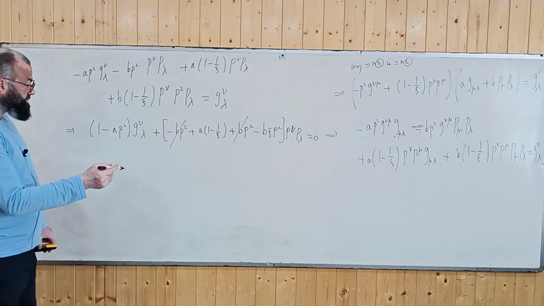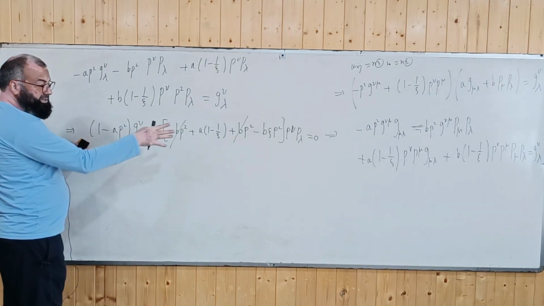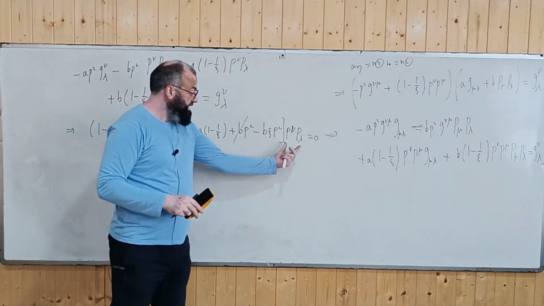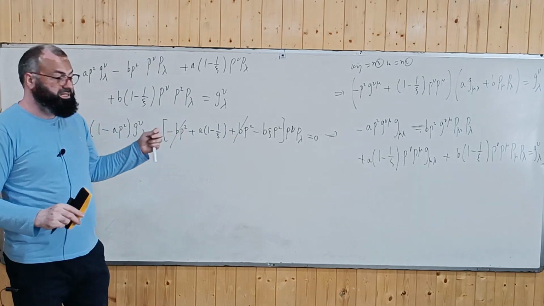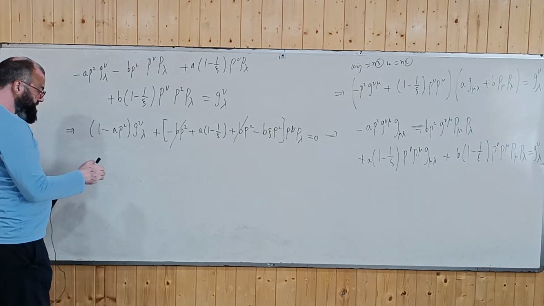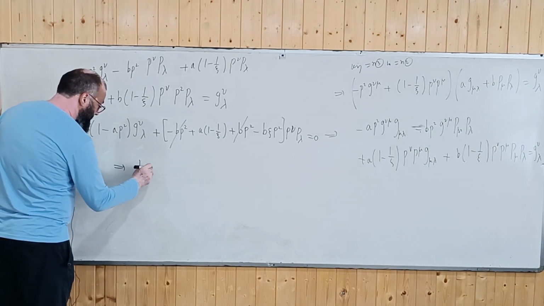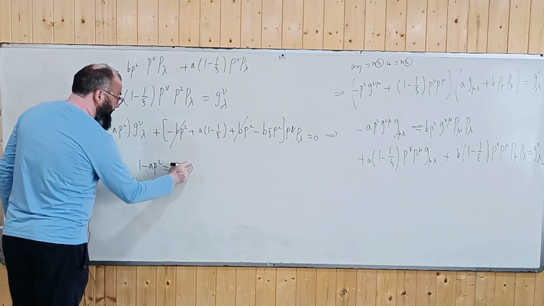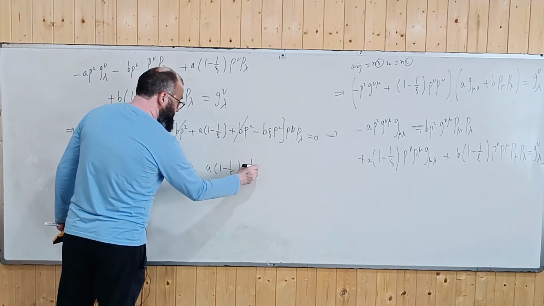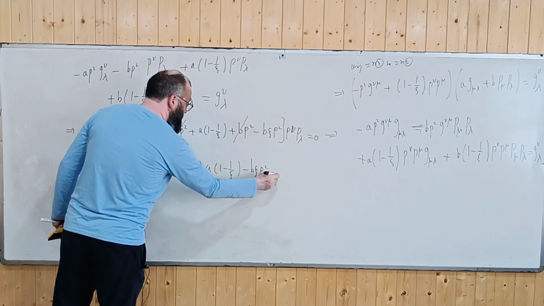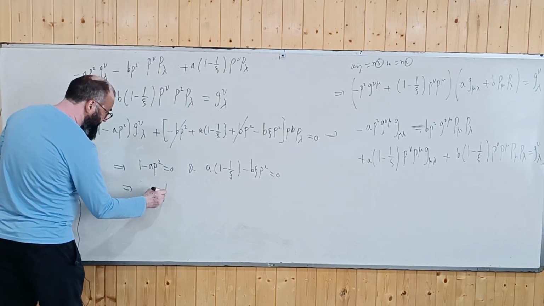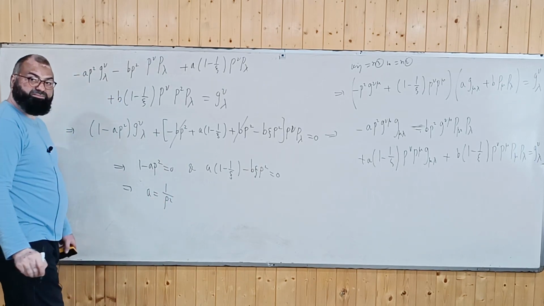Now you can compare, because these two tensors are linearly independent of each other. This is a rank 2 tensor, this is a rank 2 tensor. They are linearly independent of each other, which means the corresponding coefficients must be equal to 0. Therefore 1 minus a p squared is equal to 0, and a into (1 minus 1 by zeta) minus b zeta p squared equals 0. So let's calculate a from here. So a is equal to 1 by p squared.